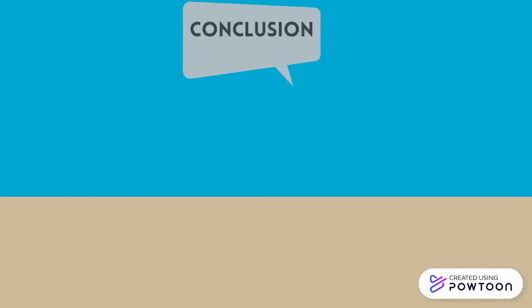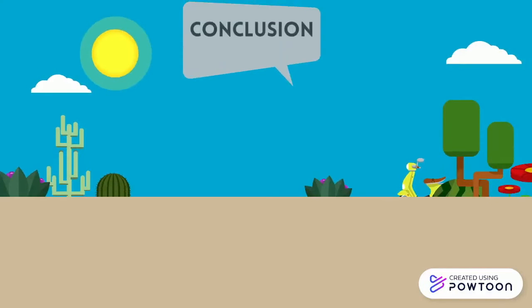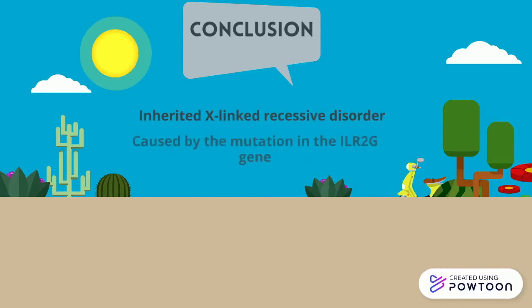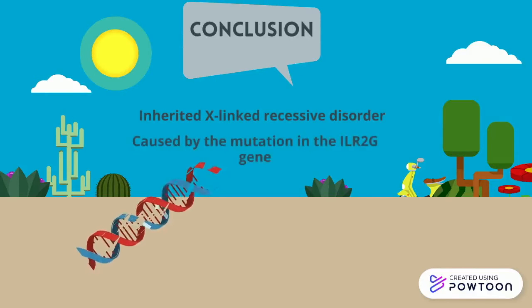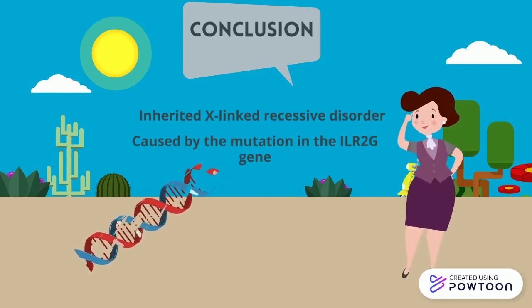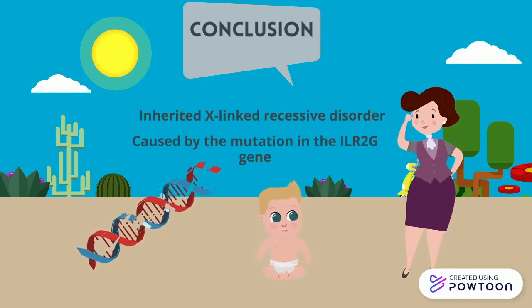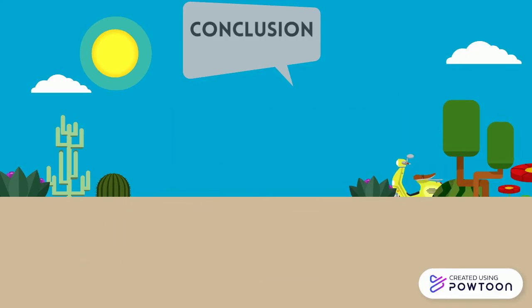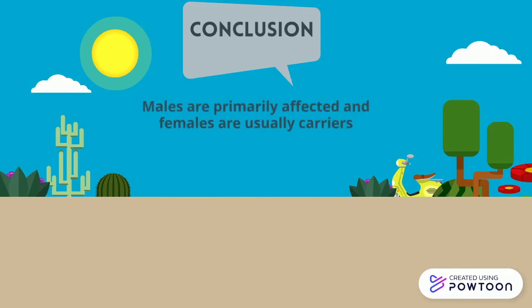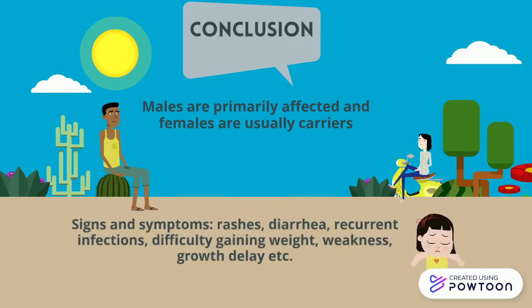In conclusion, X-linked severe combined immunodeficiency is an inherited X-linked recessive disorder, which is caused by the mutation in the IL2RG gene that is found on the X chromosome. Transmission could occur via a mother to an infant that carries a mutation of the IL2RG gene in one of her X chromosomes. Males are primarily the ones affected and females are mostly carriers. Signs and symptoms vary between patients.